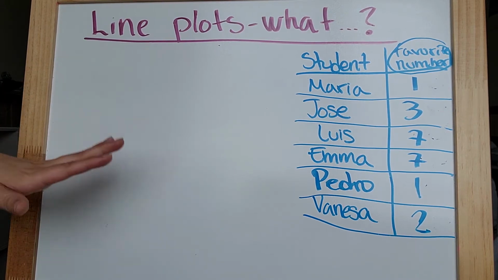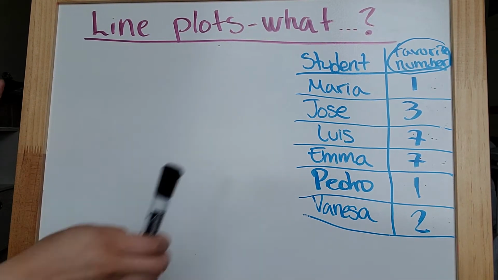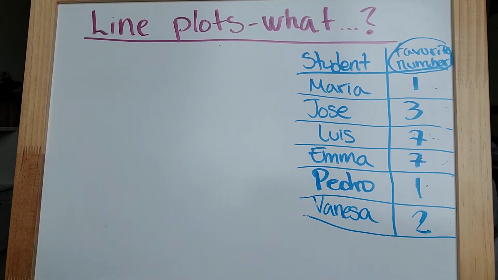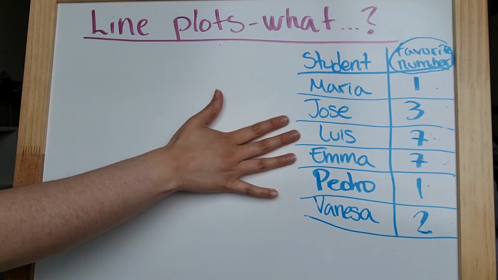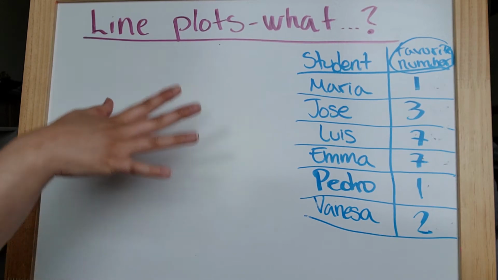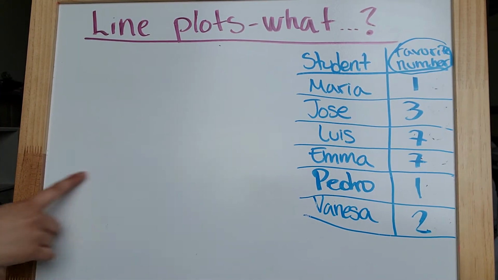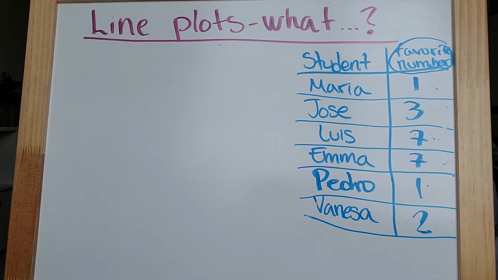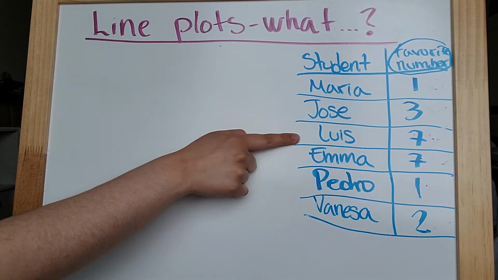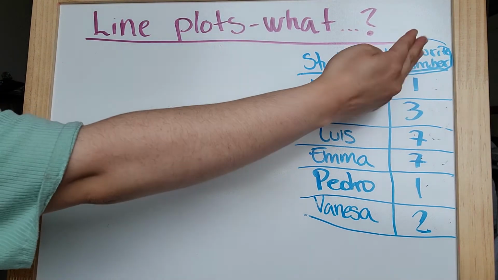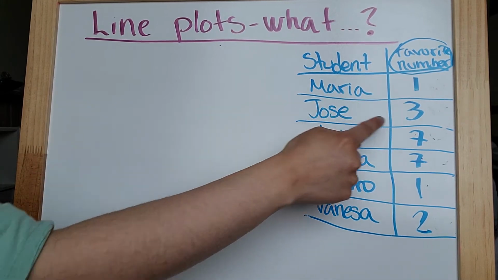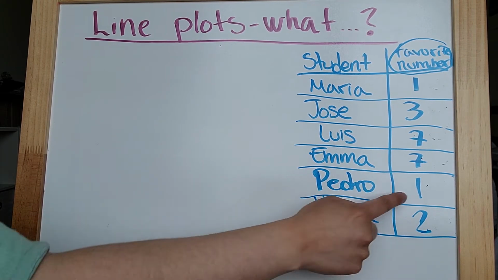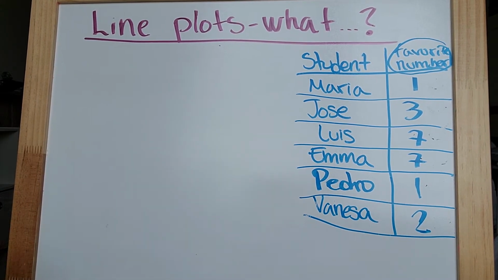Okay, so we have a set of data points right here, and this is the students and this is their favorite number. We have to make sure that we understand what this table means before we actually make a line plot, because if I just start making a line plot, I am not going to be representing the data correctly, and you might get confused. So we have students. We have Maria, Jose, Luis, Emma, Pedro, and Vanessa, and we have their favorite number. So Maria likes the number 1, Jose likes number 3, Luis likes number 7, Emma number 2, Pedro likes number 1, and Vanessa likes number 2.